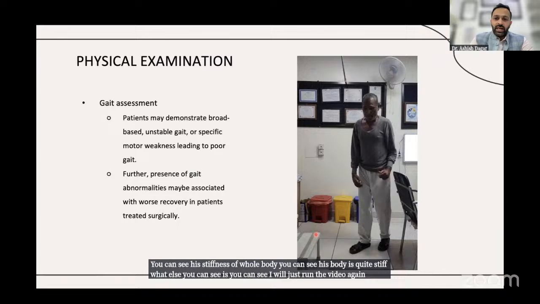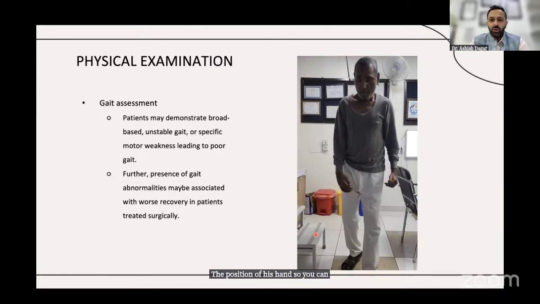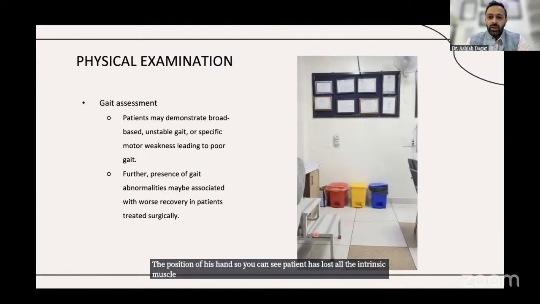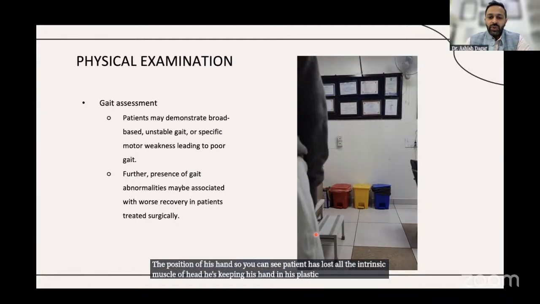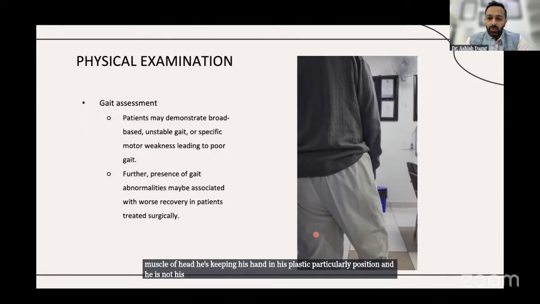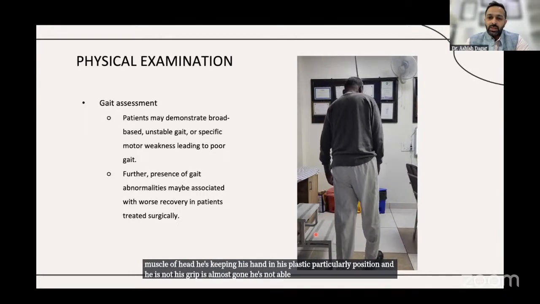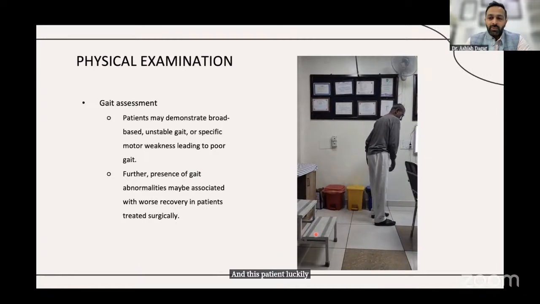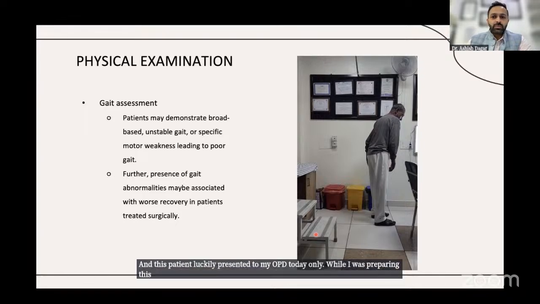The position of his hand. So you can see the patient has lost all the intrinsic muscles of the hand. He's keeping his hand in a spastic position, and his grip is almost gone. He is not able to hold on to anything. And this patient luckily presented to my OPD today only, while I was preparing this presentation.